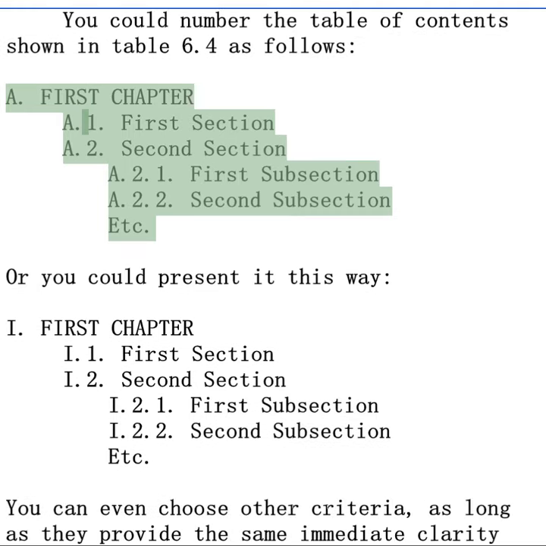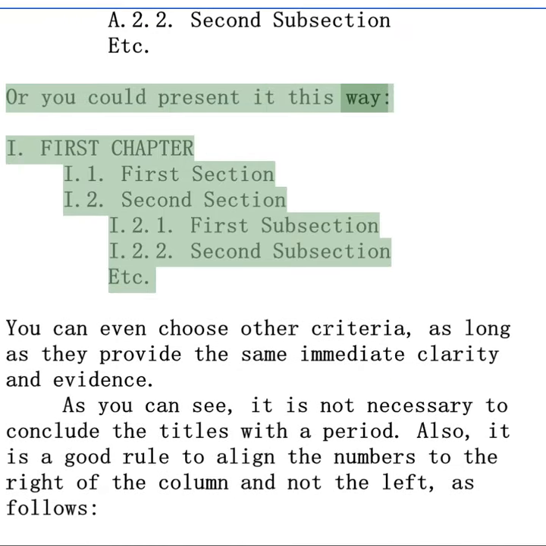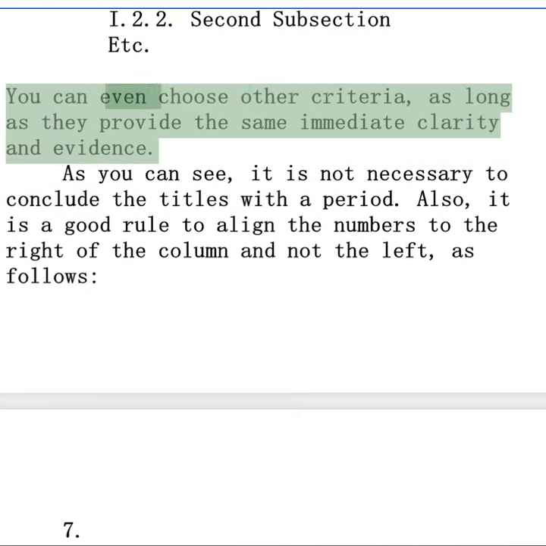A. First Chapter A.1. First Section A.2. Second Section A.2.1. First Subsection A.2.2. Second Subsection, etc. Or you could present it this way. First Chapter E.1. First Section I.2. Second Section I.2.1. First Subsection I.2.2. Second Subsection, etc. You can even choose other criteria, as long as they provide the same immediate clarity and evidence.